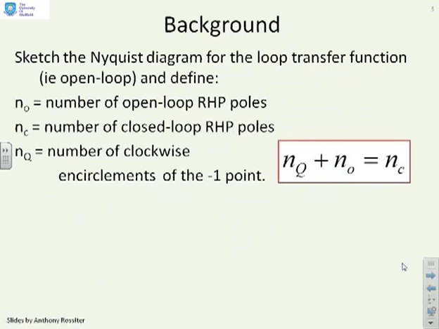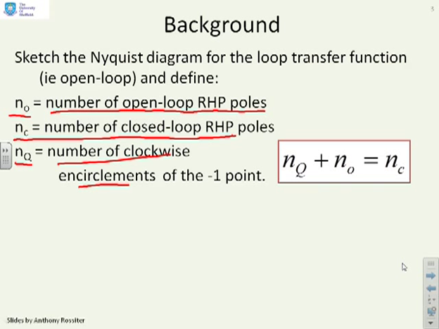So first, a reminder of the background. We're going to define NO as the number of open loop right half plane poles. NC is the number of closed loop right half plane poles. And NQ is the number of clockwise encirclements of the minus one point by the Nyquist diagram. Once you've got those three definitions, basically the Nyquist stability criteria says that this formula must hold: NQ plus NO equals NC.